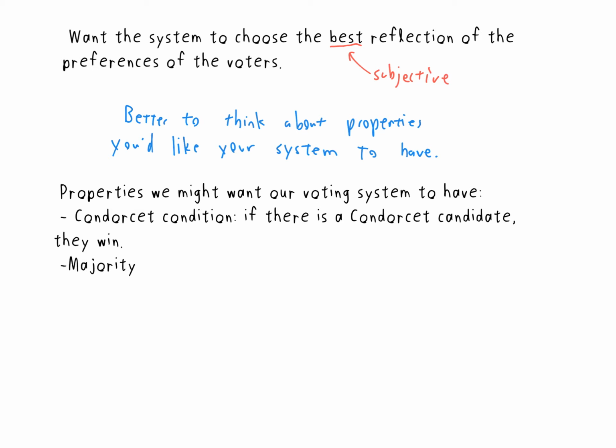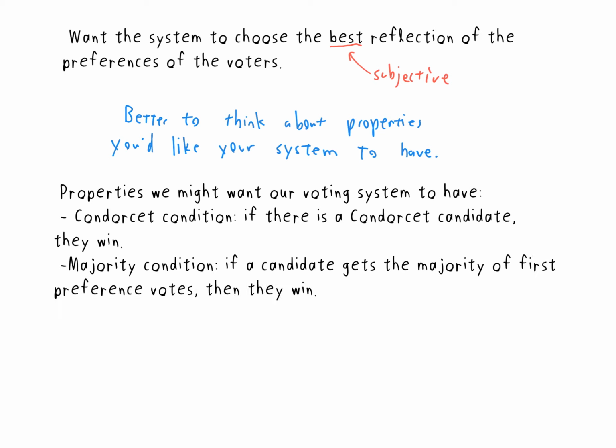Another property that we might want a voting system to have is called the majority condition. This says that if there is a candidate who has the majority of first preference votes, then that candidate should win. So again, this is a property of voting systems as a whole. Some voting systems will satisfy this condition and other ones won't. Let's look at a couple examples.